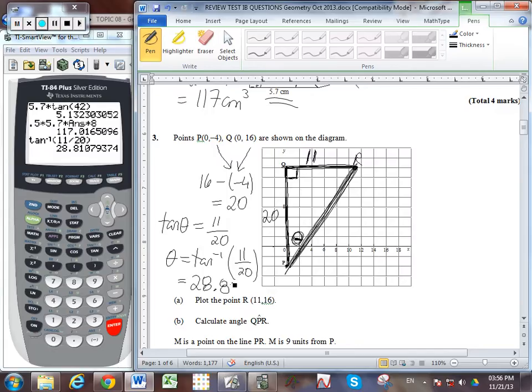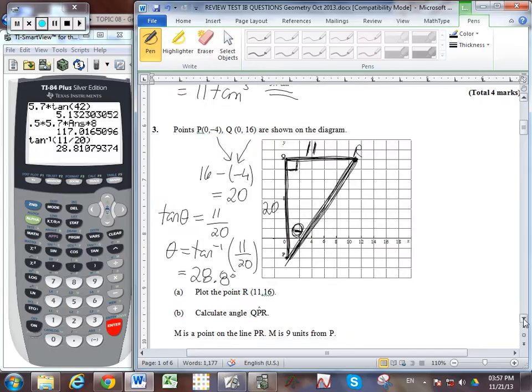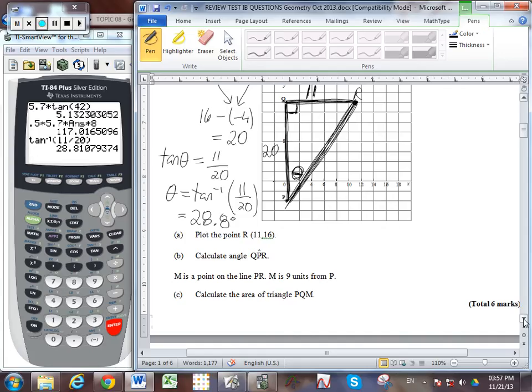Alright, so I've done parts A and B, and then we say that M is a point on PR 9 units away from P. So I'm just going to graph it here. It's not necessary to scale, but let's call that M such that this is 9 units. Okay. Calculate the area of triangle PQM. So I'm looking for this triangle here.